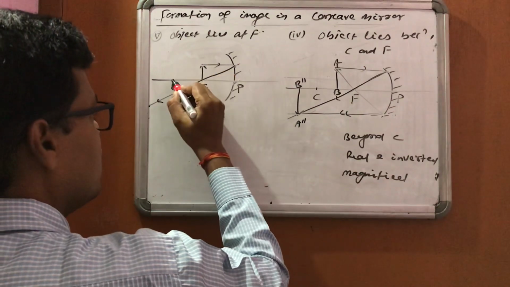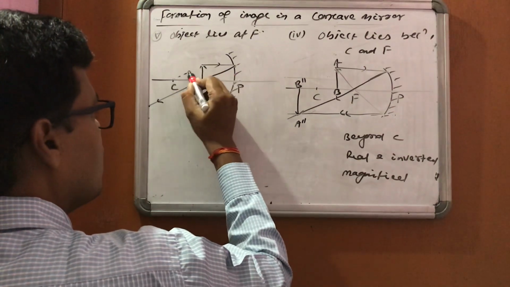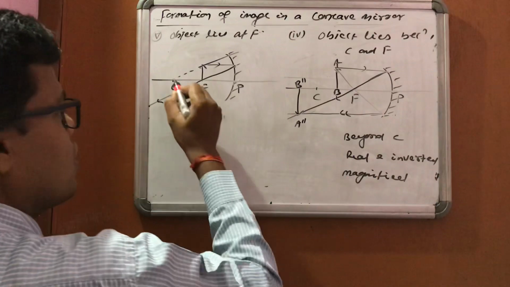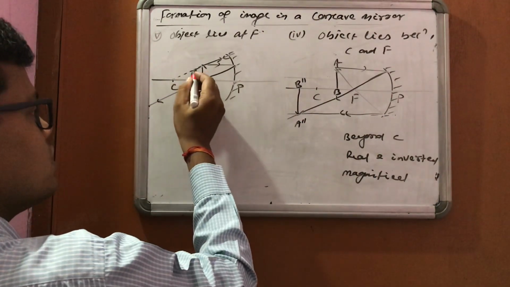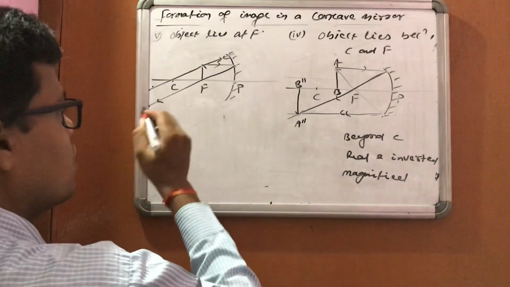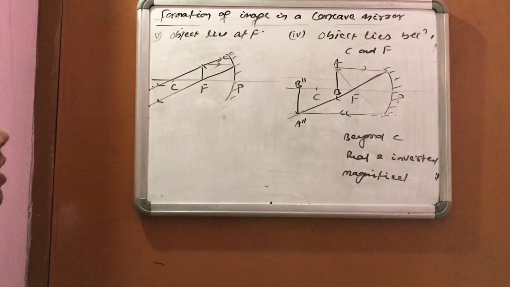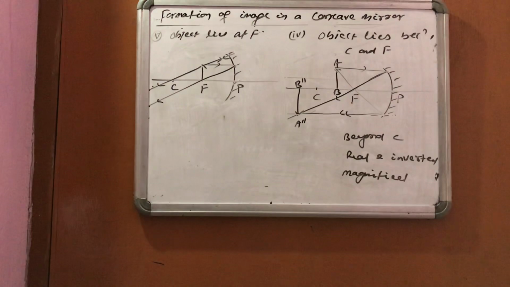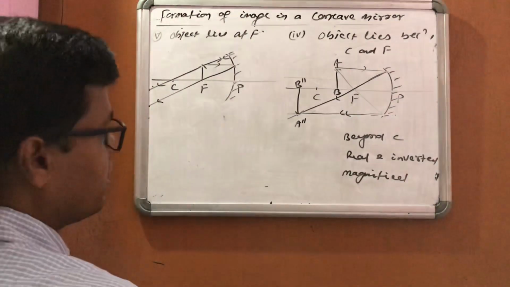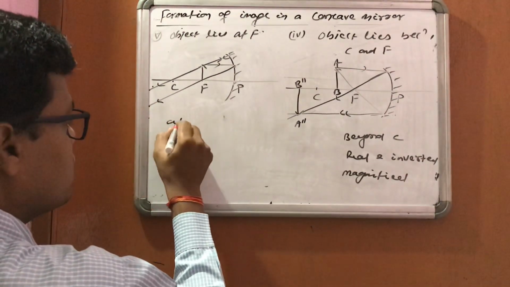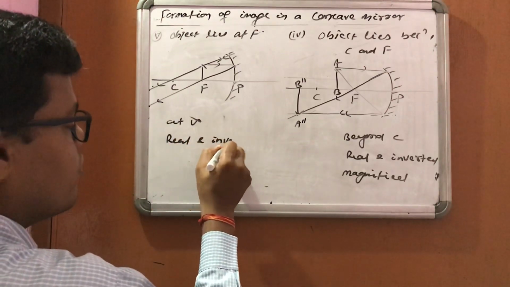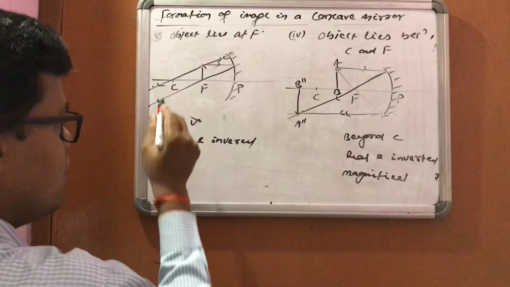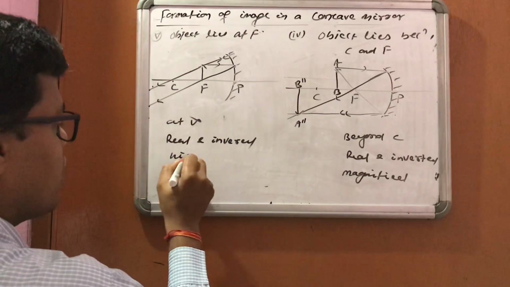Light ray coming through the center of curvature retraces the path. That's why it will pass in this way. So you can see they are parallel. They will meet at infinity. That's why the image is at infinity, real and inverted. Then it is highly magnified.